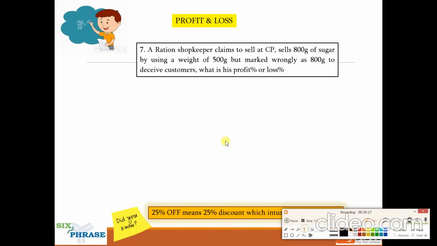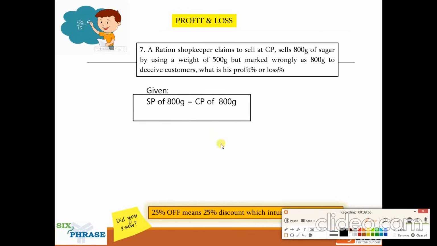So let's first try to put down the givens. So the given is the shopkeeper claims to sell at CP. So what he tries to say is selling price of 800 grams is equal to cost price of 800 grams. Guys, this is what he's trying to say. This is his claim. If this was true, will you get any profit or loss? We've already seen when the quantities are equal, 800 and 800, and selling price and cost price are equal, it means no profit, no loss. If both the selling price and cost price are equal and quantities are also equal, it means there is no profit and no loss.